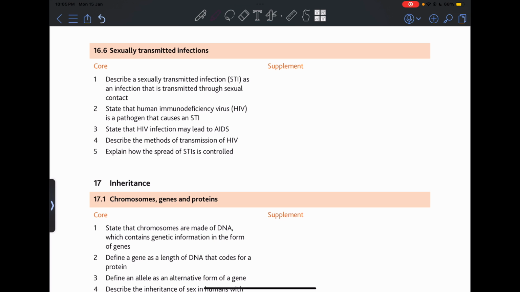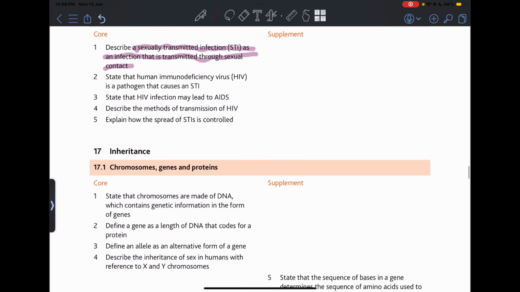And 16.6 is sexually transmitted infections. Core and extended students have to know and describe a sexually transmitted infection, STI, as an infection that is transmitted through sexual contact. So this is a definition, you have to know it. Number 2 says state that human immunodeficiency virus, HIV, is a pathogen that causes an STI. You have to know this.